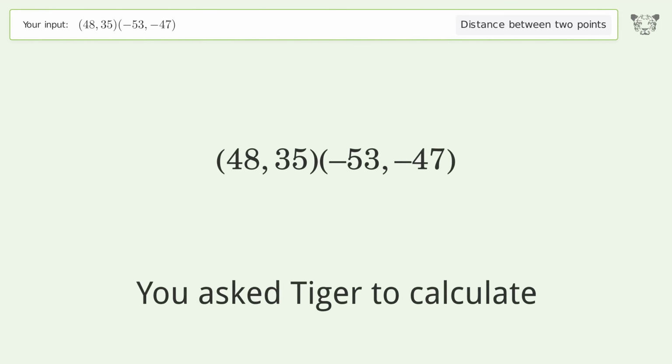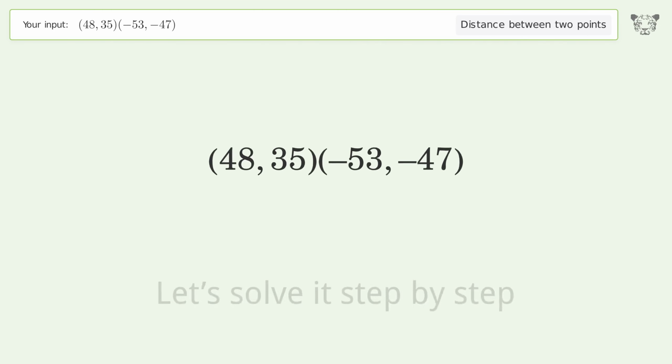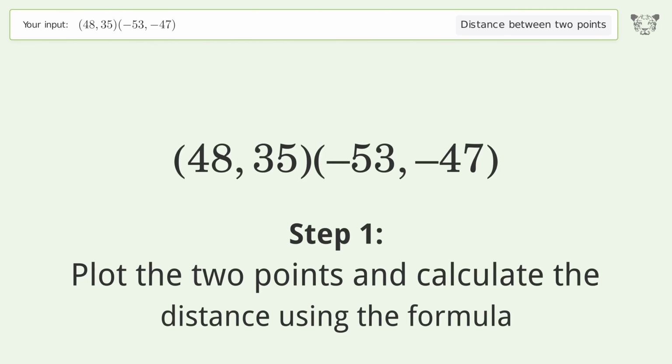You ask Tiger to calculate. This deals with the distance between 2 points. The distance between the 2 points is the square root of 16,925 or 130.096. Let's solve it step by step. Plot the 2 points and calculate the distance using the formula.